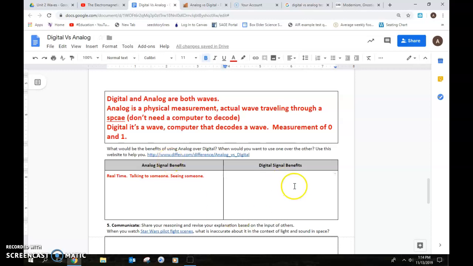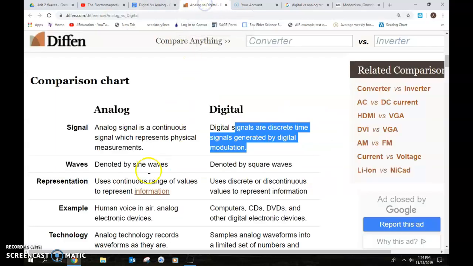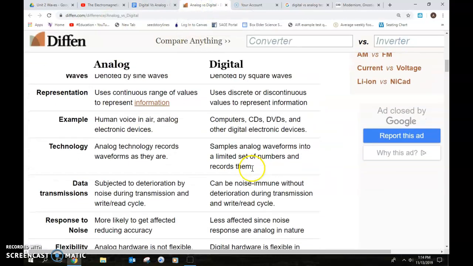A digital signal is going to happen in a computer. So a digital signal can be like a cell phone getting a text, right? So is it nice to be able to talk to someone? Of course it's nice to talk to someone in real time. But is it nice to still get a text when you can't get an analog? Of course it is. So they have different benefits. We don't have to worry about that part, but here's an example.